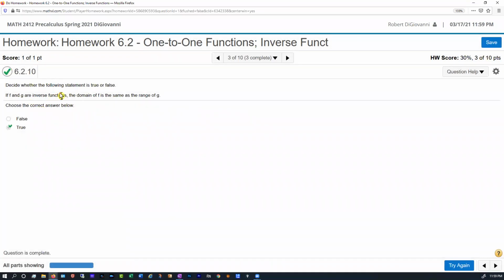Okay, decide whether the following is true or false. If f and g are inverse functions, the domain of f is the same as the range of g. This is true. If we look at a picture of this, if this is a function that goes from here to here, we call that f, then this is the domain of f. And this over here is the range of f.